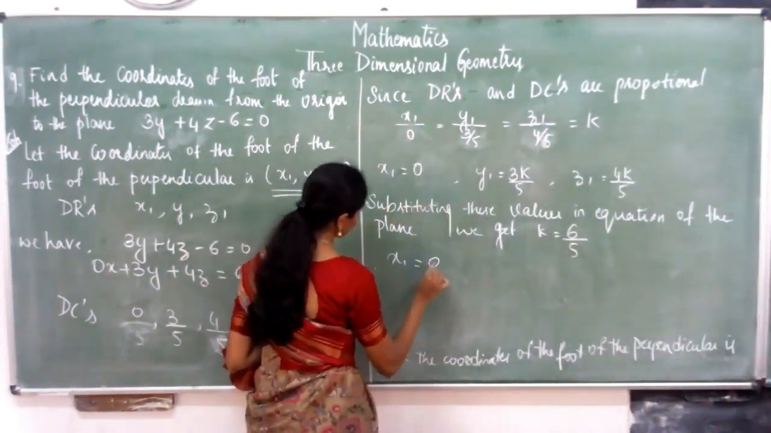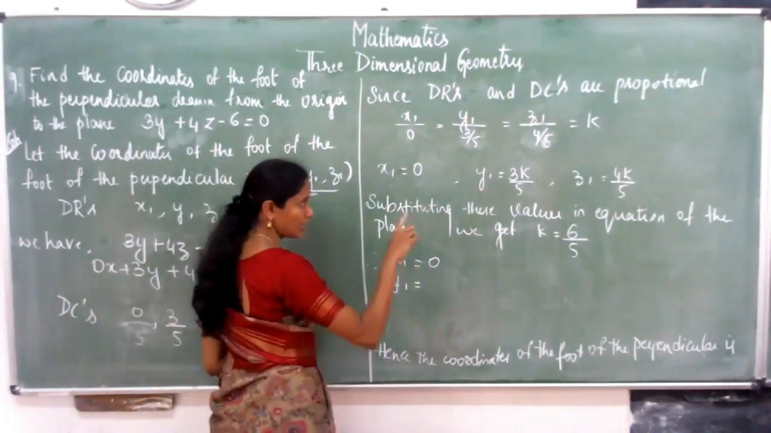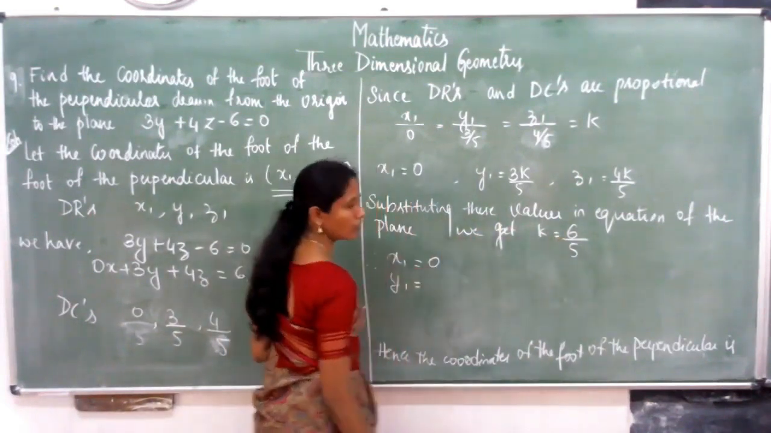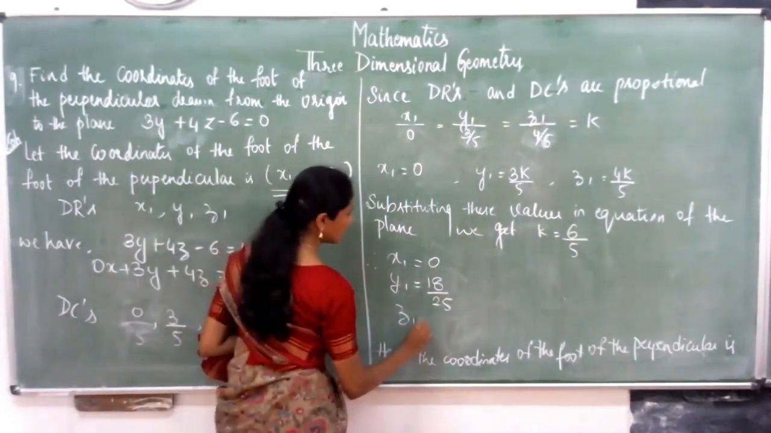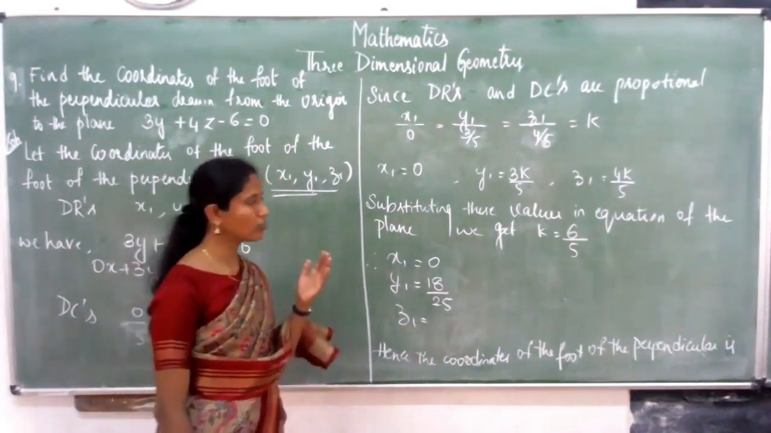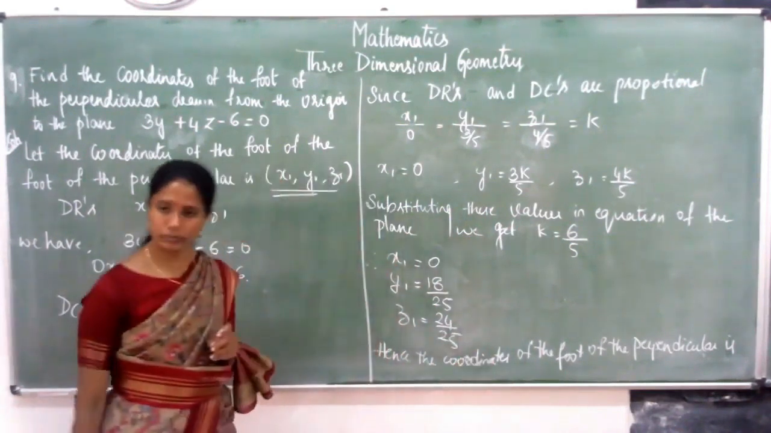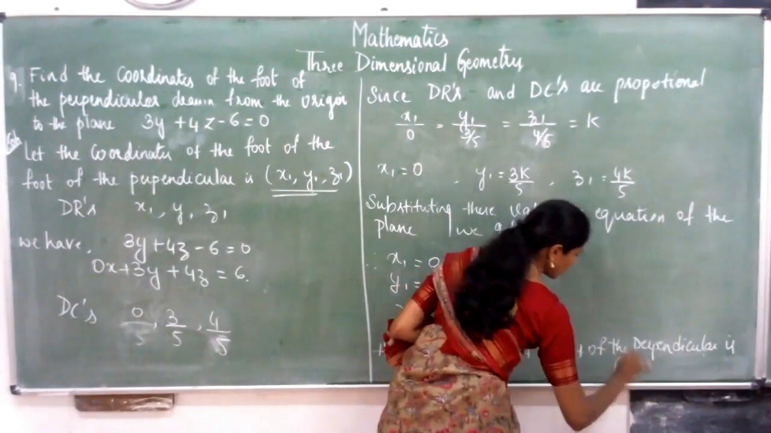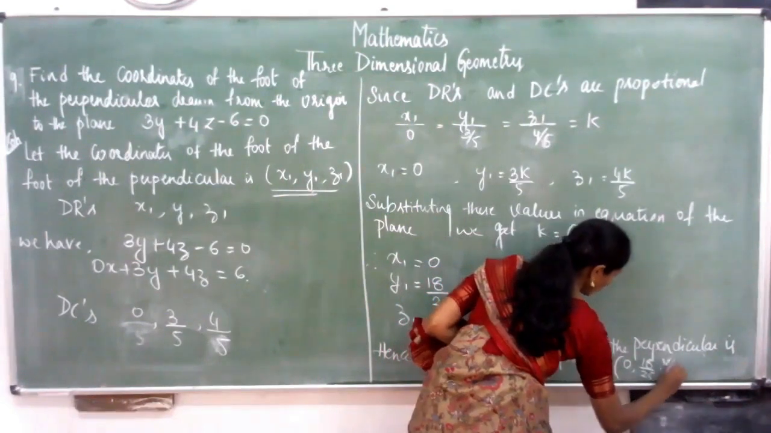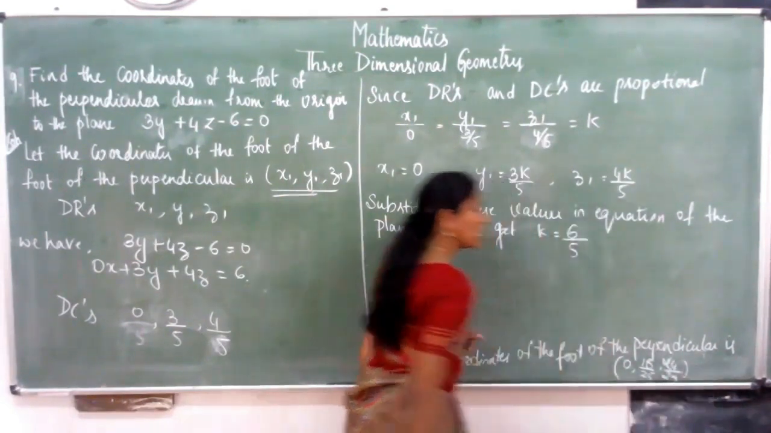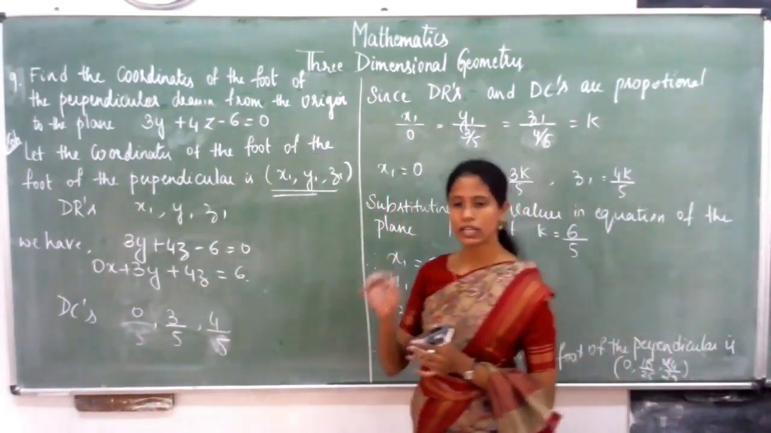Let us find what x1 is. x1 is 0 already, because there is no k term to substitute. Next, y1 is equal to 3k by 5, that is 3 by 5 into 6 by 5, which is 18 by 25. And z1 is equal to 4k by 5, therefore 4 by 5 into 6 by 5, which is 24 by 25. Hence the coordinates of the foot of the perpendicular are 0, 18 by 25 and 24 by 25. With this, the problems on the equation of the plane in the normal form are completed.